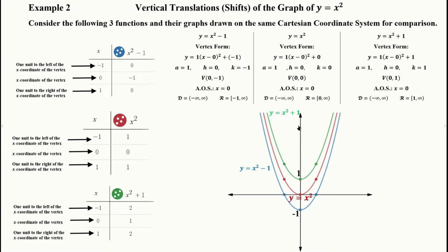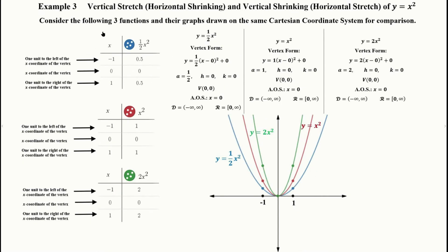They all have the same axis of symmetry, and that's about it. They have different vertices, of course, and different ranges. That's about the only thing that's different about them, right? All right, next we'll look at some vertical stretches, which is similar to horizontal shrinking, and vertical shrinking, which is simultaneous with a horizontal stretch of y equals x squared.